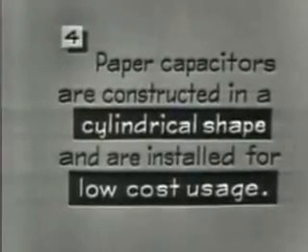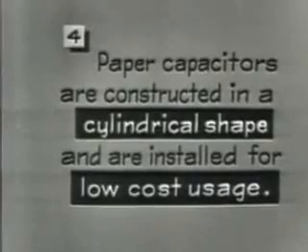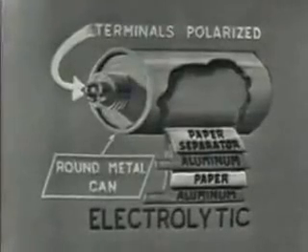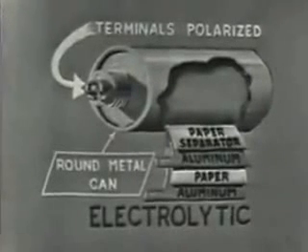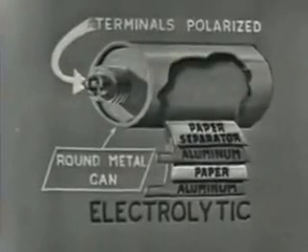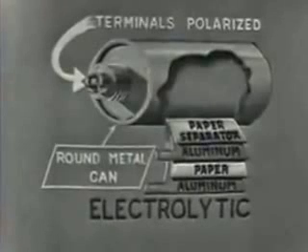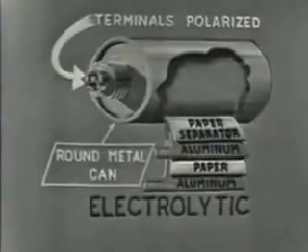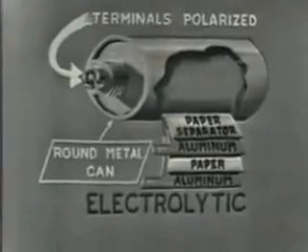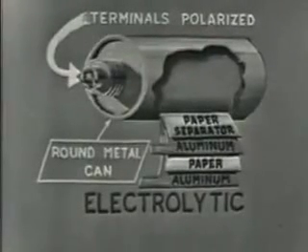Your answer should have been cylindrical shape and low-cost usage. Now, let's move on to another capacitor, and we'll discuss its construction features. This capacitor is usually identified by the fact that it's housed in a round metal can. In other ways, its physical shape is very similar to the cylindrical paper capacitor. It's used when you want a very large capacitance in a fairly small space.